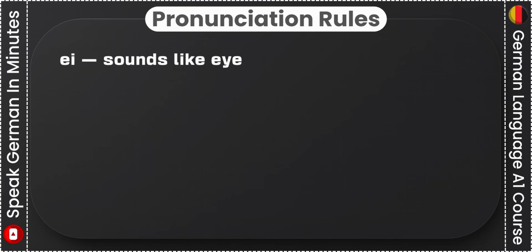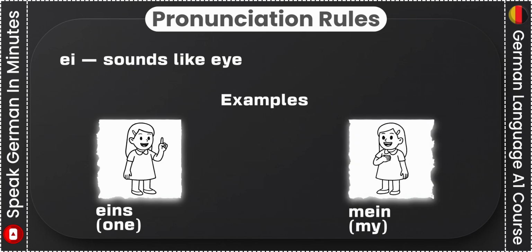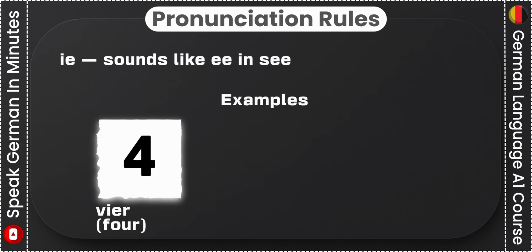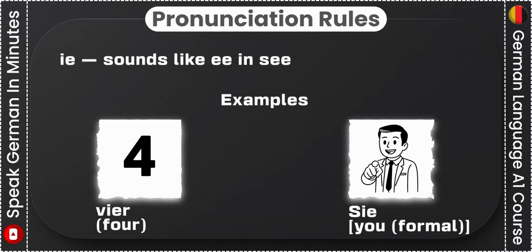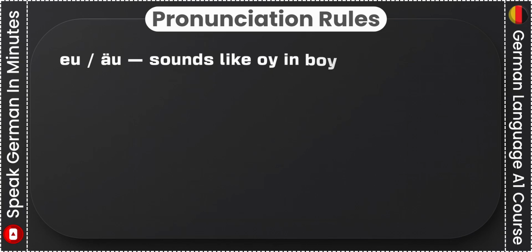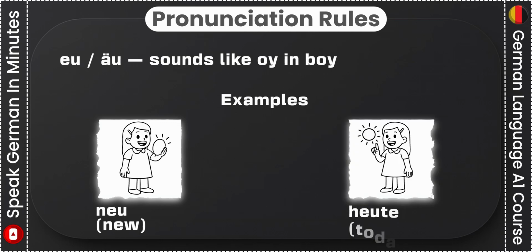EI sounds like I. Examples: eins, mein. IE sounds like E in see. Examples: sie, vier. EU or ÄU sounds like Oi in boy. Examples: neu, heute.